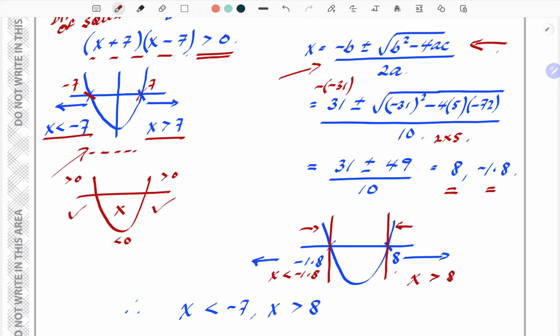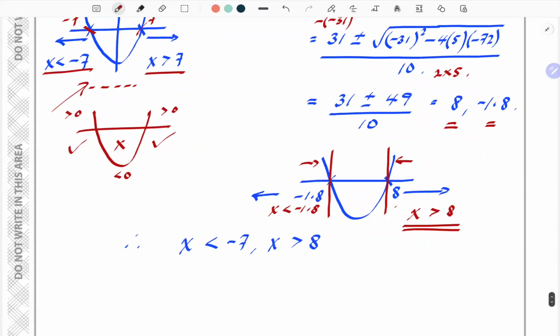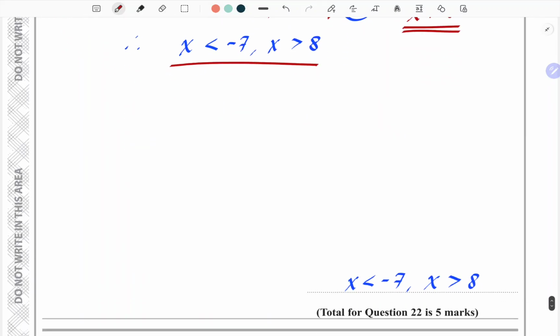Now, we have to take areas that satisfy both statements, all right? So in this case, 8 is further on the right-hand side. So we need to keep the x is greater than 8, all right? But from the previous one, we know that x has to be less than minus 7, okay? That works for both of them. Less than minus 1.8 doesn't satisfy the first statement. So effectively, we get one limit from each statement, and we end up with that. X has to be less than minus 7, and it has to be greater than 8. All right, so those are your answers there.